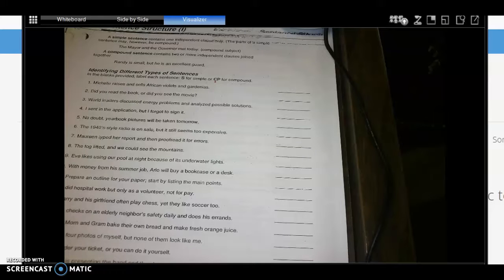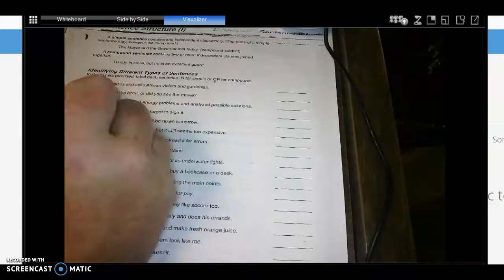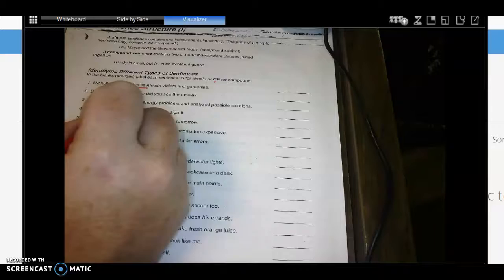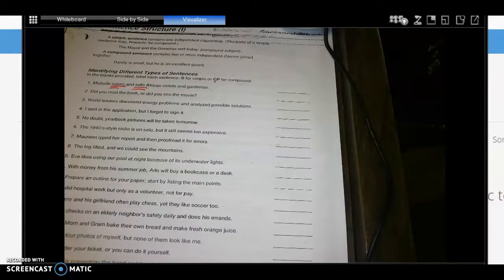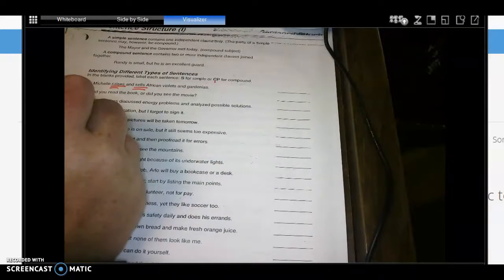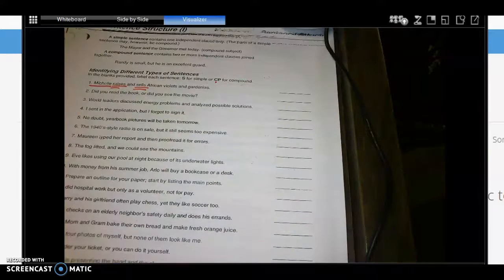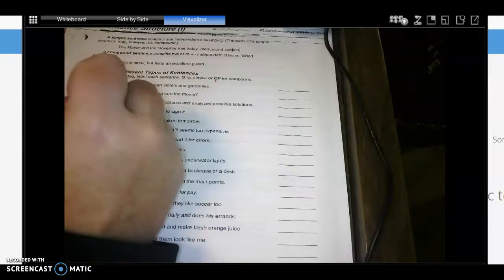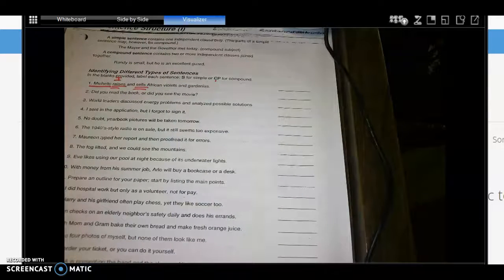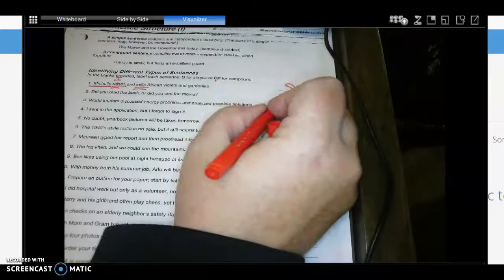Okay, so let's go ahead and look at the subjects and verbs here. We have number one. If you look, you should see raises and sells, and then you're going to say, who raises and sells? And the answer is going to be Michelle. And in that case, I just have one independent clause. Michelle raises and sells. So this sentence is going to be simple.